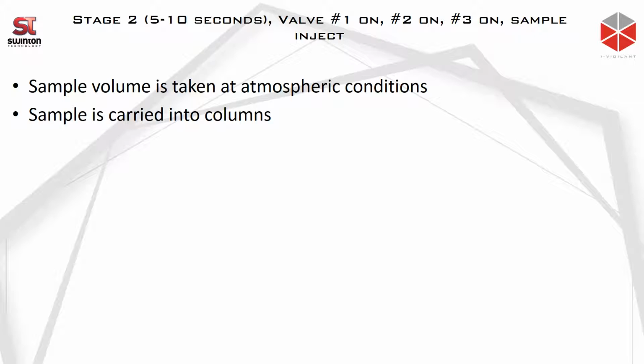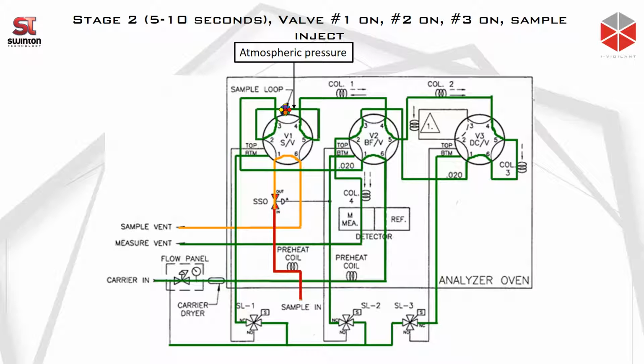Now on stage 2, we turn on valve 1, so we inject the sample from the GC. What happens here is that the sample volume is taken at the atmospheric condition, and the sample is then carried into the column. As we see in the diagram, the sample shutoff valve is still closed, so it's still atmospheric pressure in there.